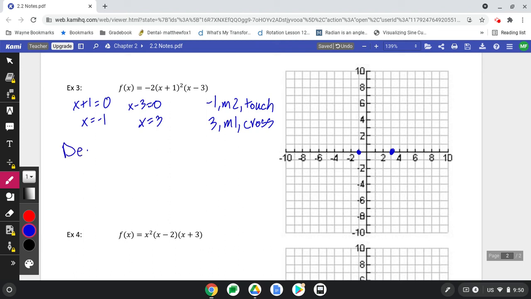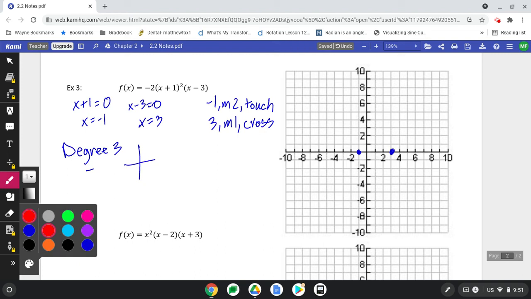So this will be degree 3. If you're not sure how we got that, nothing for the negative 2. There's 2 here and 1 there, so that's degree 3. And positive, positive, but there is that negative 2, and so that will become negative. Okay, that tells us it's going to start high and end low. Odd degree means it'll be opposite, and negative means it goes down.